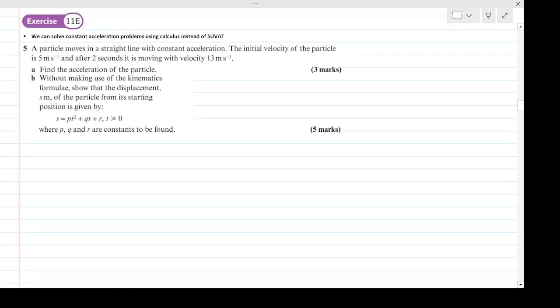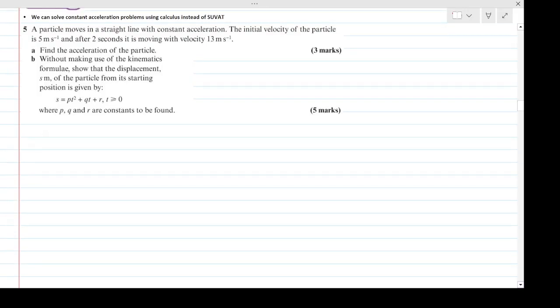Right. So we're going to look at some more questions, and I did say as well, we can solve some of the constant acceleration problems, or the Suvat problems, we've seen in the constant acceleration chapter. We can actually approach those same problems through the lens of calculus instead. Okay, so let's have a look at this example here. We're told a particle moves in a straight line with constant acceleration.